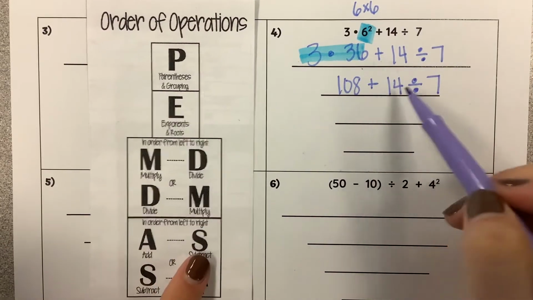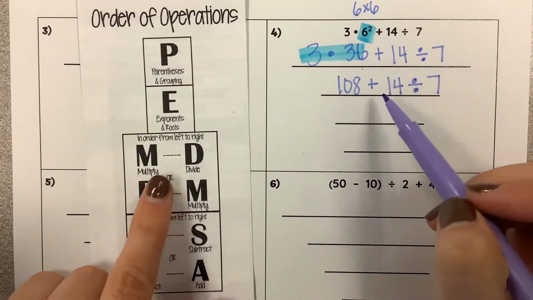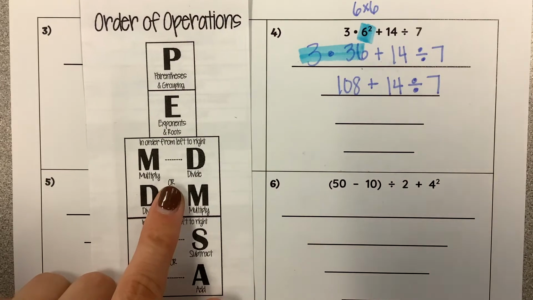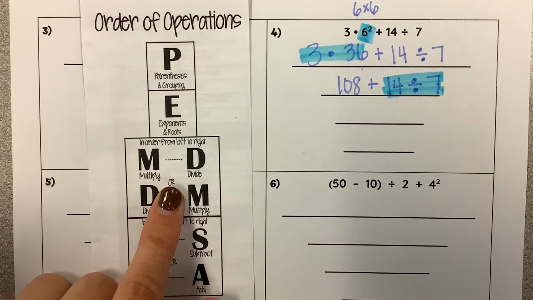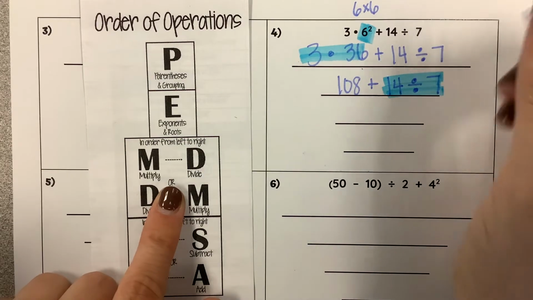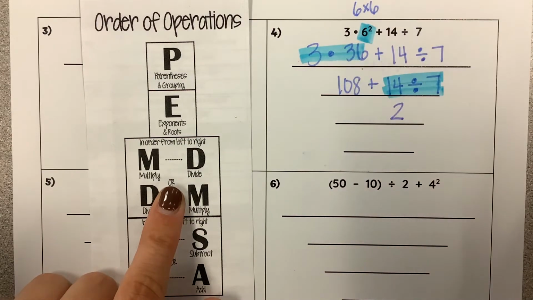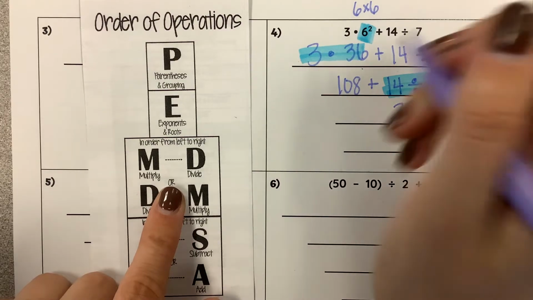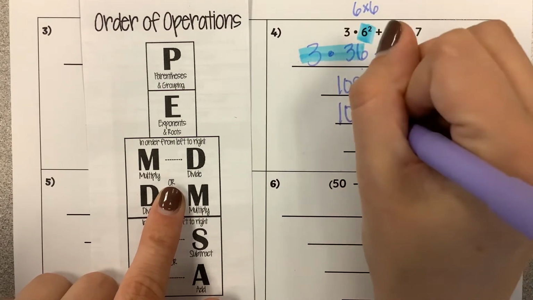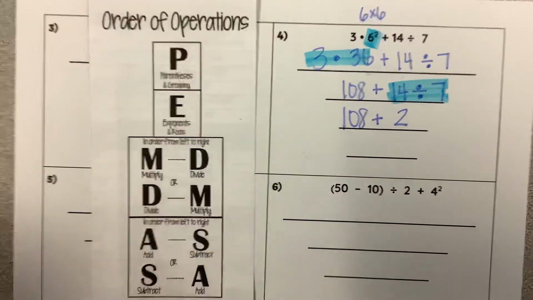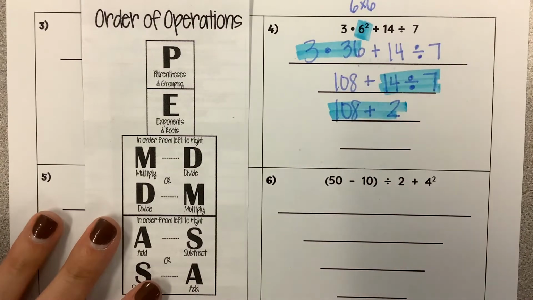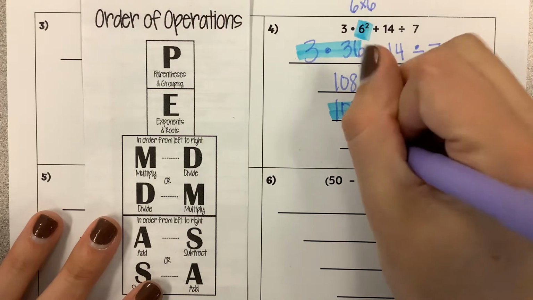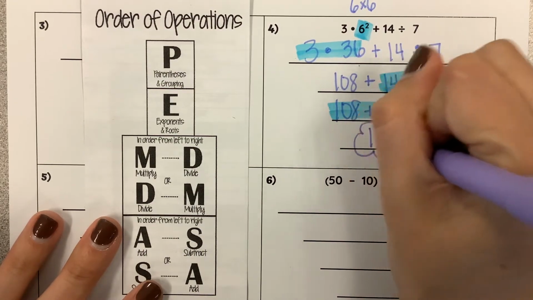Okay, we're going to go through our checklist again. Is there still multiplication and division? Yes, we have division. So I first need to divide. 14 divided by 7 is 2. And then I bring anything else down. So bring down my 108, bring down my plus. Now all that we have left is addition. So 108 plus 2 is 110.